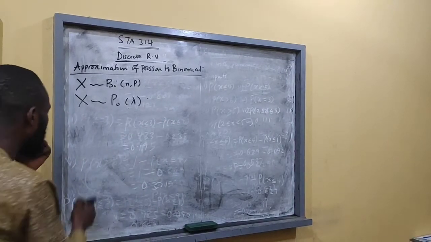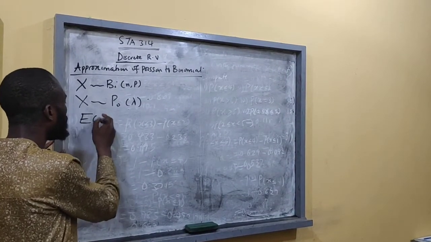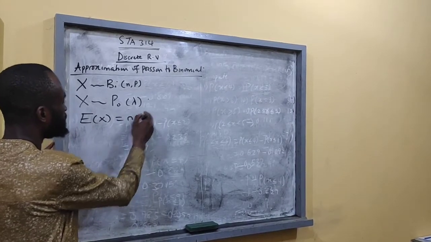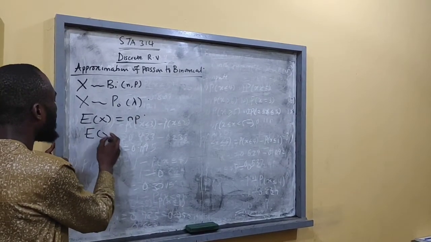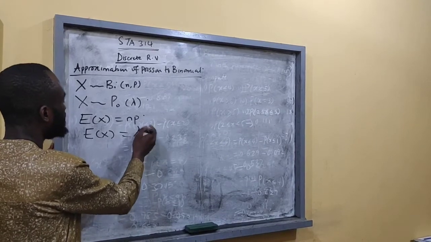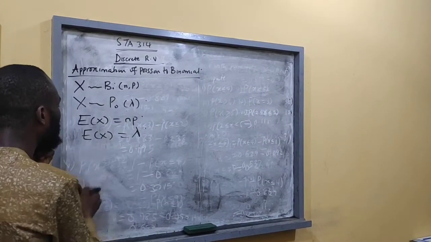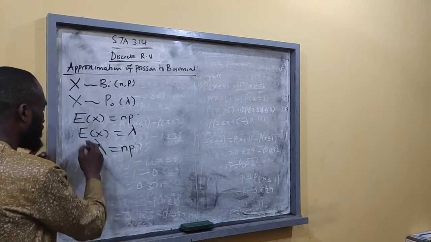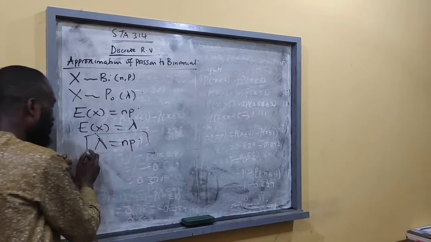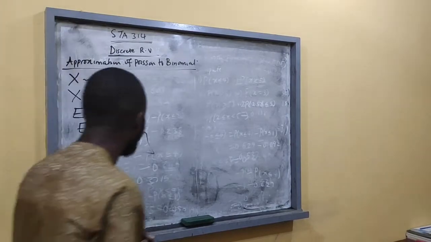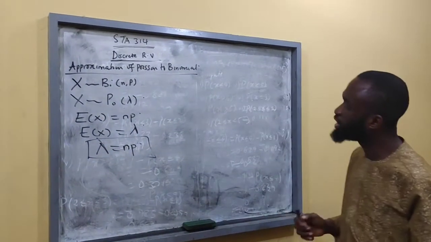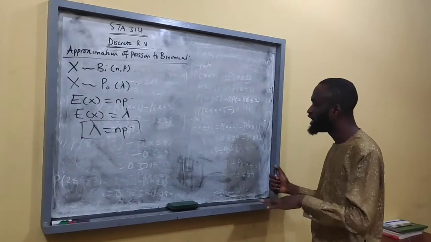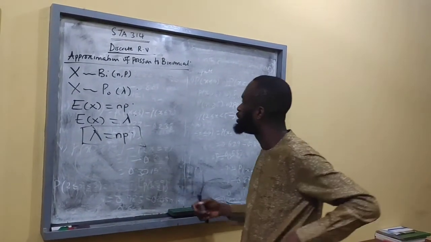Now from this, you see that the expectation of binomial is np, while the expectation for Poisson is lambda. Then if you compare the two, you will see that your lambda is always equal to np. This is how to approximate. But how are you going to know whether to use binomial or Poisson? It depends on how the question looks.